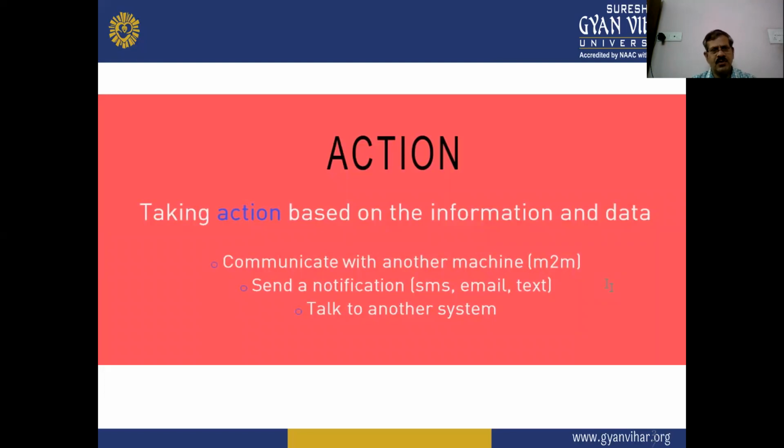Next one, action. Taking action based on the information and data: communicate with another machine, M2M, send a notification, SMS, email, text, talk to another system. So this is the action of the IoT.